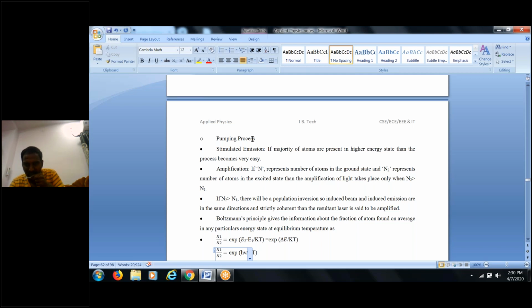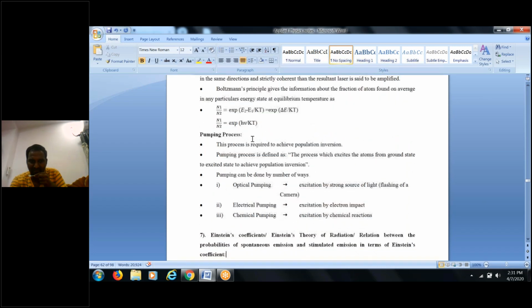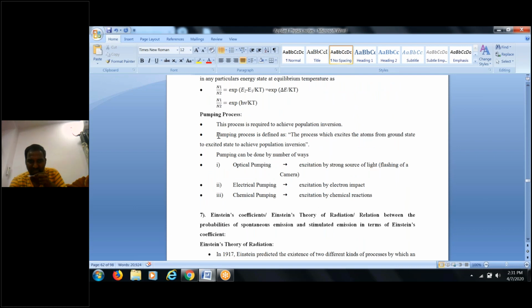How to achieve population inversion? If you conduct the process of pumping. What is meant by pumping? Pumping is a process which lifts the electrons from the lower energy level to the higher energy level to achieve population inversion. Pumping is defined as the process which exerts the electrons from the ground state to the excited state to achieve population inversion. Therefore, if there is no pumping, there is no population inversion. If there is no population inversion, there is no stimulated emission. If there is no stimulated emission, there is no laser output.